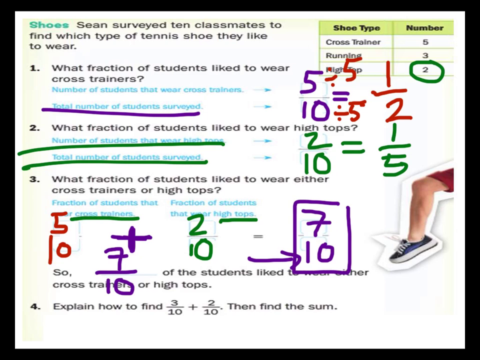Explain how to find 3/10 plus 2/10. Then find the sum. How would we find this? Same thing. Nicholas. Look at the denominator and see if they're the same. Let's start there, okay? So, Nick says we need to see if the denominators are the same. They are the same, right? So the denominator is going to be the same. And then you just add the numerators. Just add the numerators. Very good, Nick.